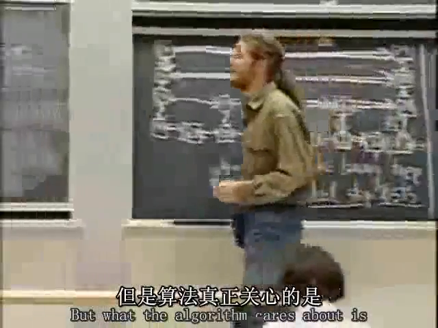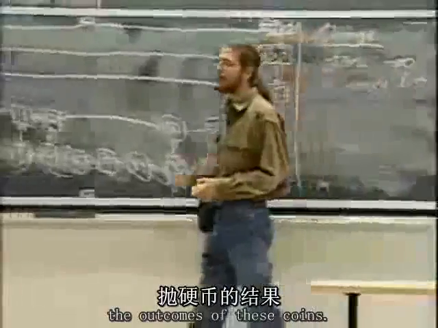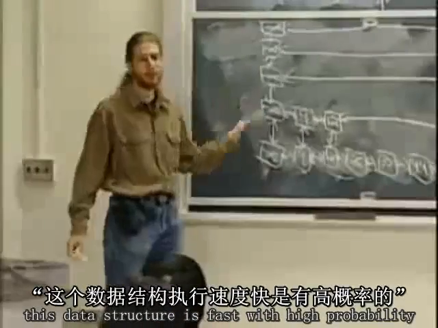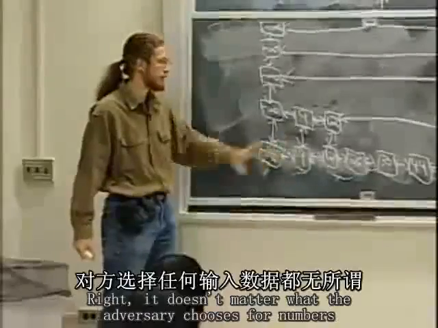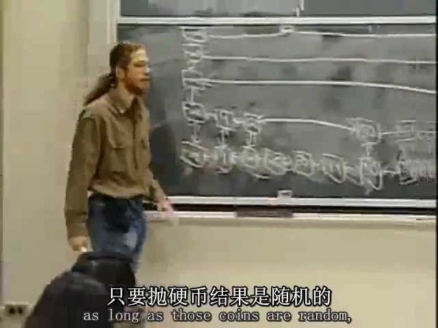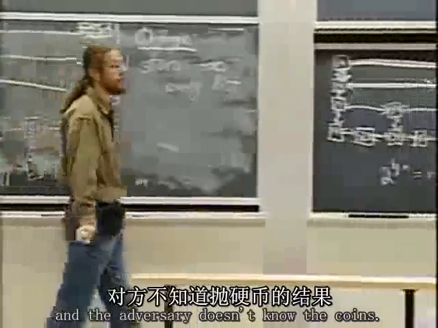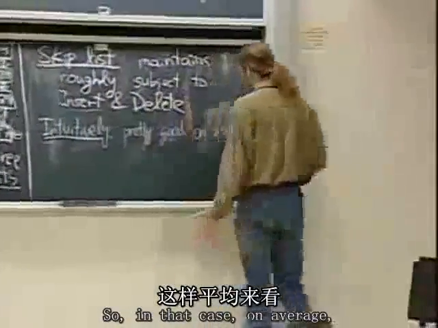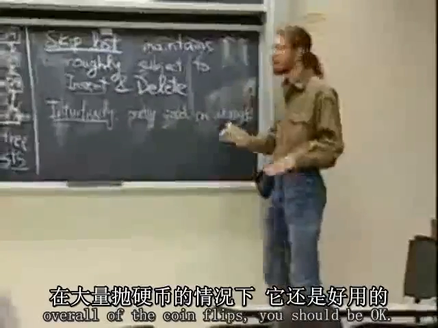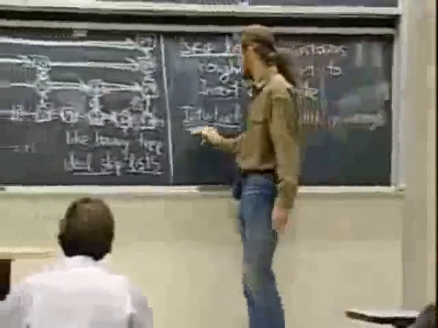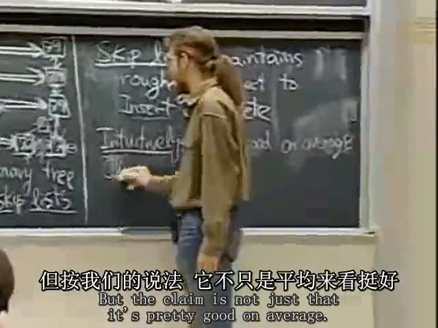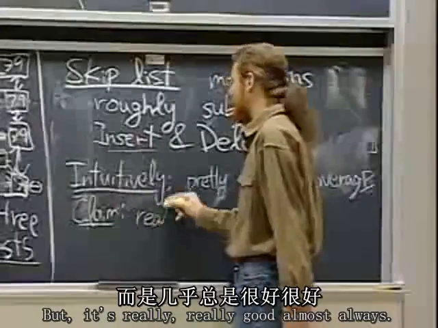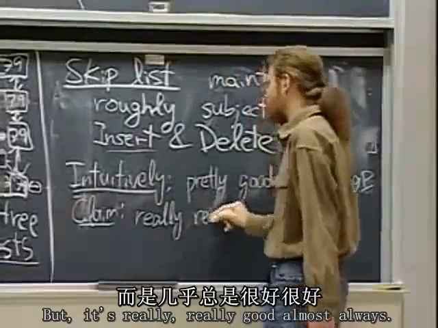But what the algorithm cares about is the outcomes of these coins. And the statement that this data structure is fast with high probability is only about the random coins, right? It doesn't matter what the adversary chooses for numbers, as long as those coins are random and the adversary doesn't know the outcomes of the coins. So in that case, on average, over all of the coin flips, it should be okay. But the claim is not just that it's pretty good on average, but it's really, really good almost always.